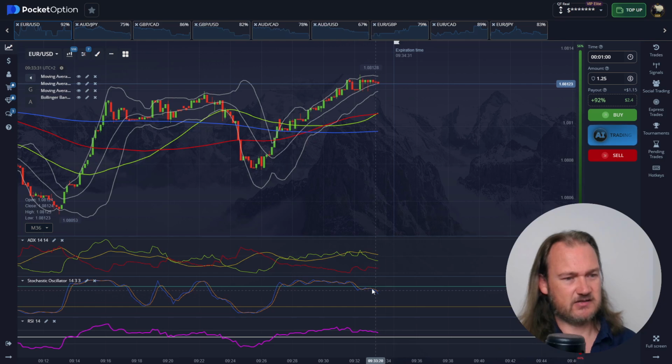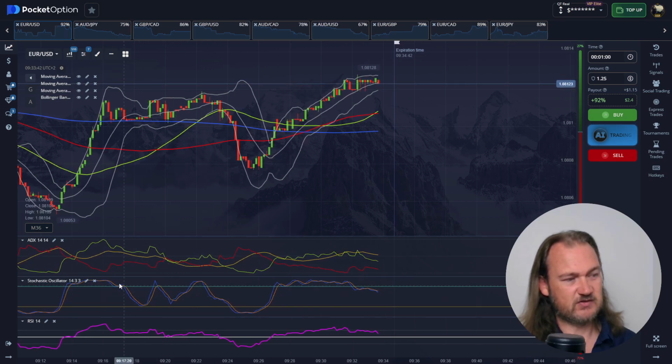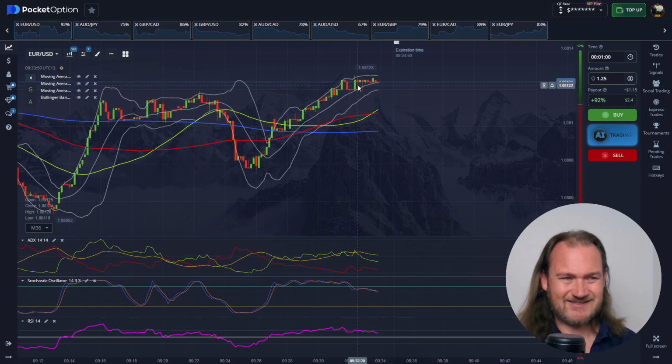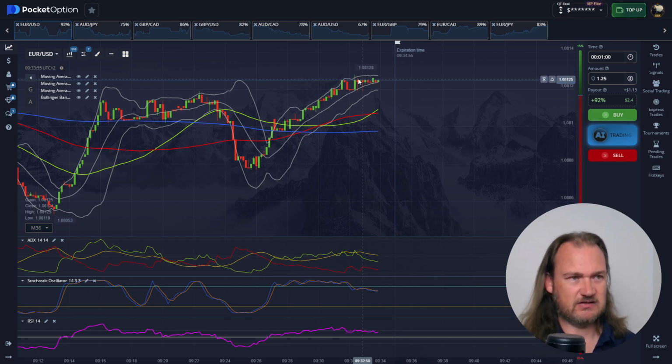Because we didn't have clear movement on the stochastic here, right? So clear movement would be this. This is a really nice movement. When your oscillator is moving like this, that is the ideal area to look for divergence setups. So this, although technically divergence, is very, very sloppy, very, very tight.